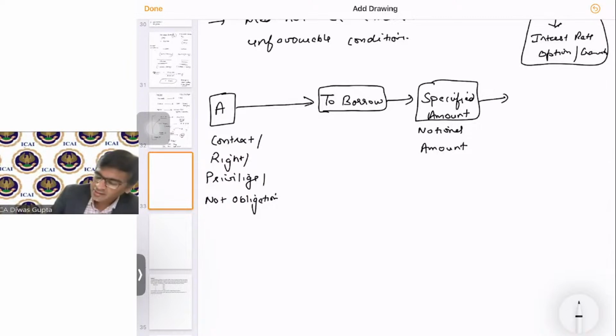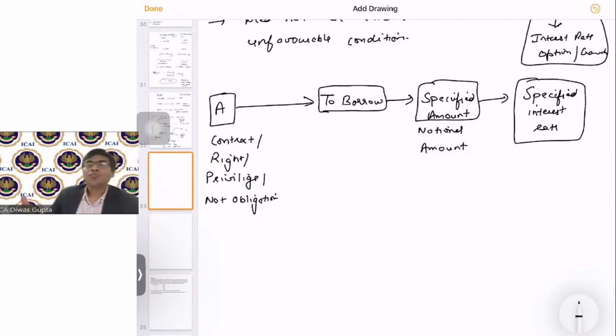At a specified interest rate. All these terms and conditions are part of the contract: how much would be borrowed, at what rate it would be borrowed. Let's say A is a contract to borrow 1 lakh rupees at 6% per annum. And when it will be borrowed will answer my third question. What amount to be borrowed, at what rate it would be borrowed, and when it would be borrowed. So the third condition is on a specified date.